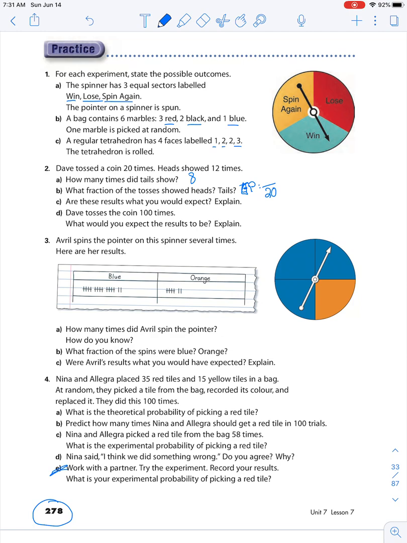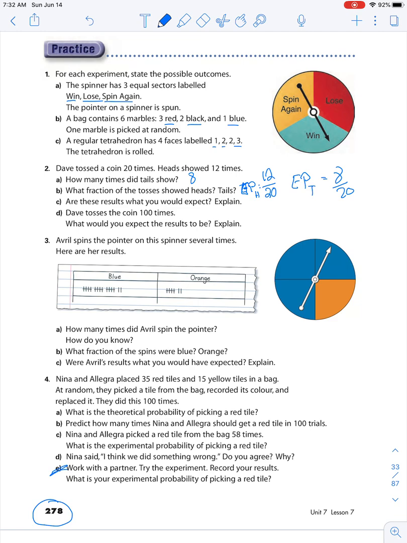So since he flipped it 20 times, that's our denominator. And then our numerator for the first one, heads, is 12. And then EP, you might see written like this, EPT, experimental probability of tails. So this would be EPH, like that. So experimental probability of tails was 8 over 20.